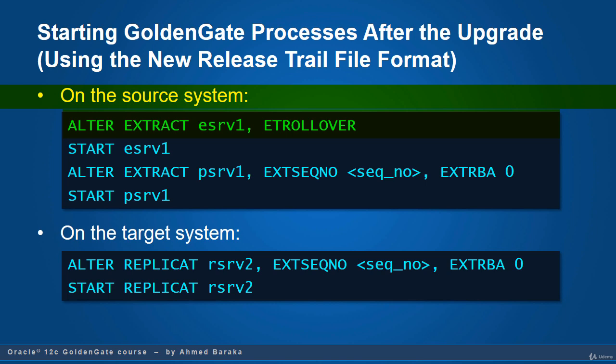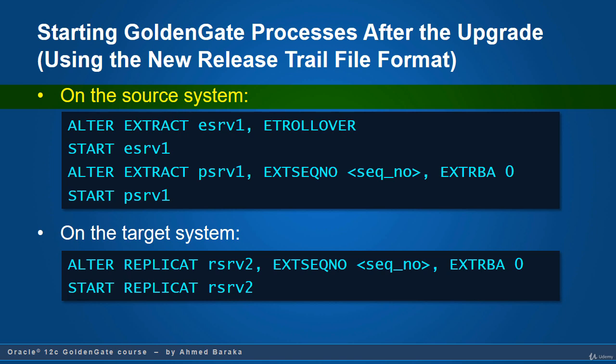After altering the extract process, start it. If it successfully starts, it will produce a new trail file with the release number of the upgraded GoldenGate software. The next step is to make the pump process aware of this new file. If you start the pump process straight away, it will read from the last existing trail files. It will not read from the new trail file.